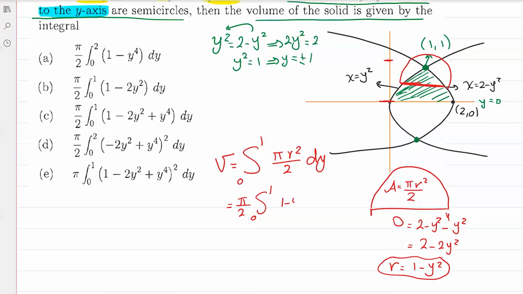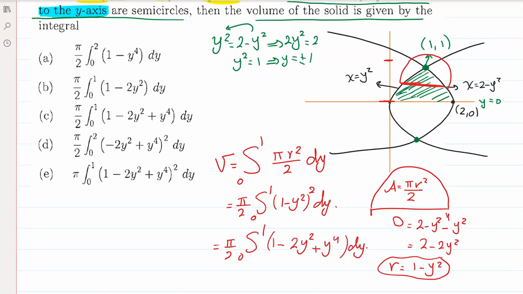Do we have this one in the choices? No, so we can open the brackets. It will be pi over 2 times the integral from 0 to 1 of 1 minus 2y square plus y power 4 dy. And I think this is C, right? This is C.